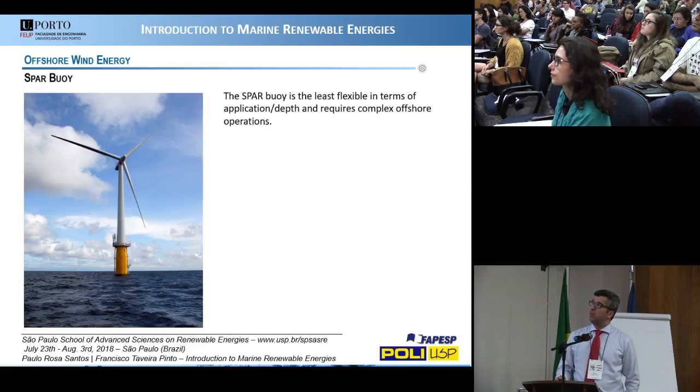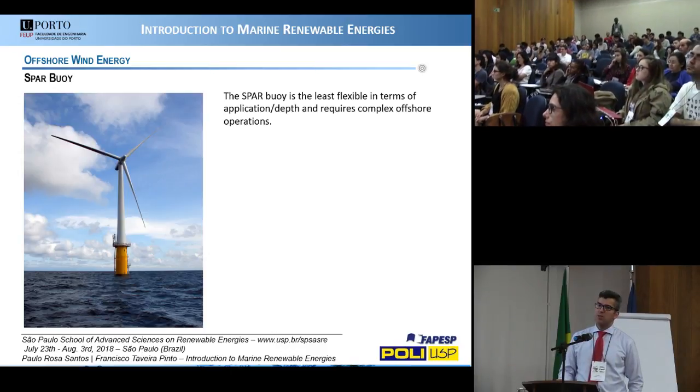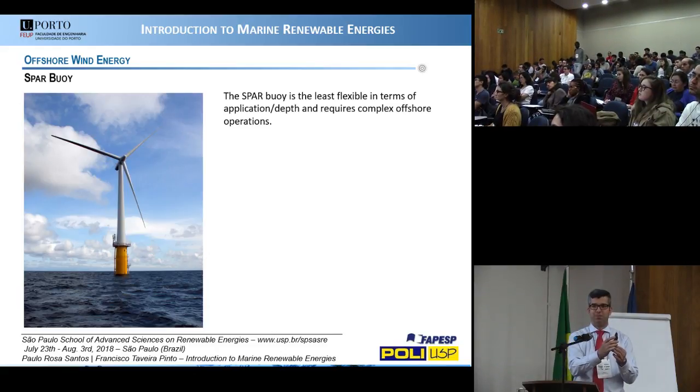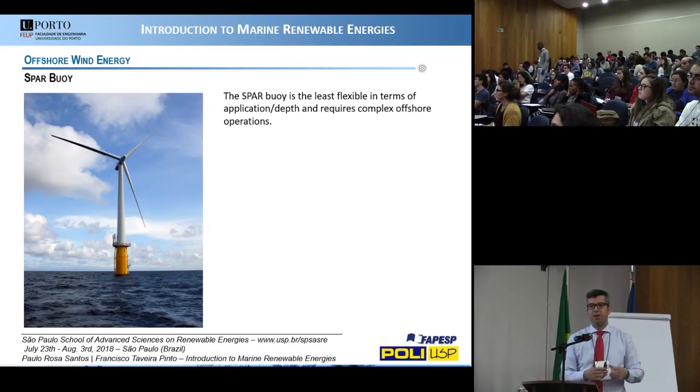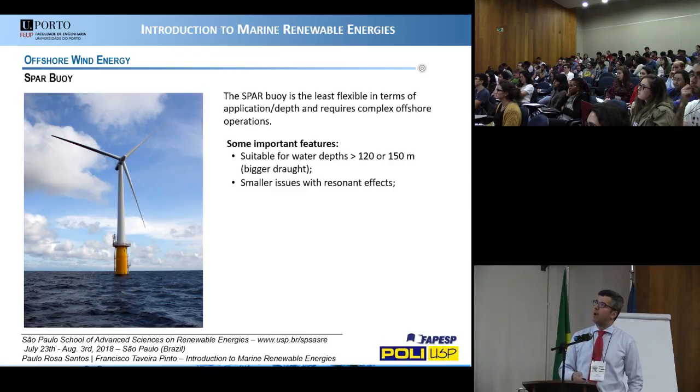Moving to the other concept, so the spar buoy. In this case, we have, let's say, a floating pile. So something like this with a turbine on top. So it does not seem very stable, but in fact, it is a solution to support the wind turbine. This kind of solution is suitable for water depths between or above 120 or 150 meters, so large water depths.